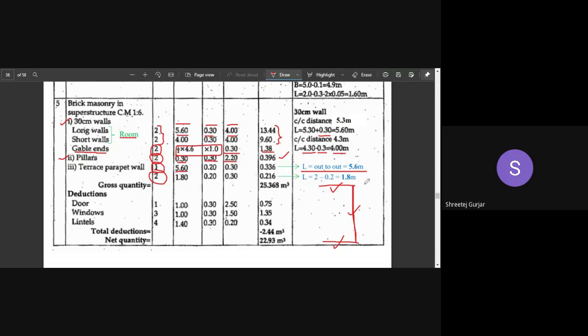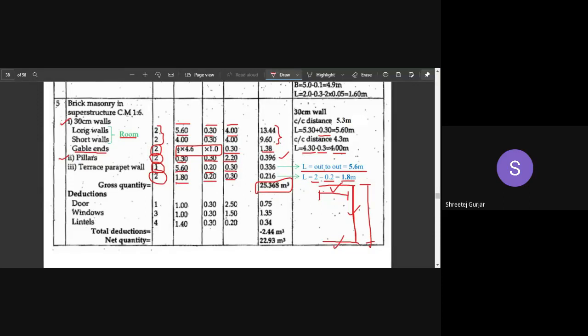So length which we'll consider, out to out for long wall, and for short wall we will reduce our wall thickness, which we have done in all of our short wall calculations. So for short wall, it will be 2 meters, which is your veranda length, minus your wall thickness of your parapet wall. So it is 1.8, and then this is 0.3 meters, the height of your parapet wall. So that is how we calculate the entire gross quantity of our brickwork.